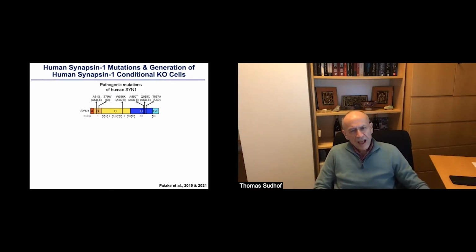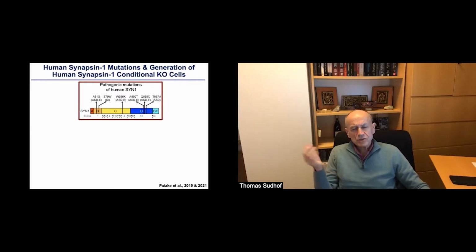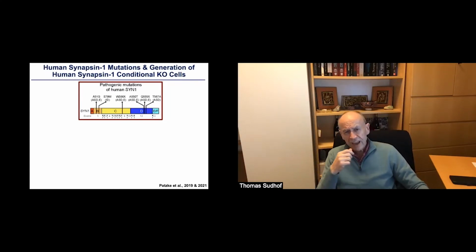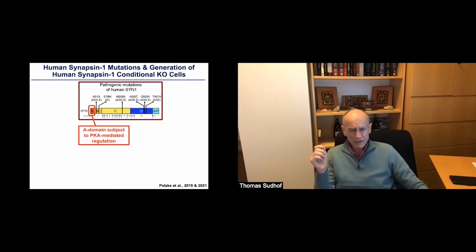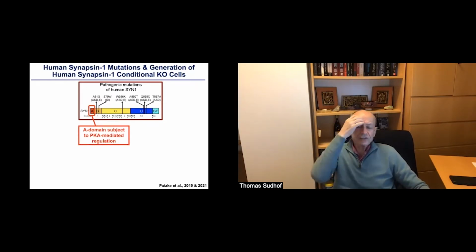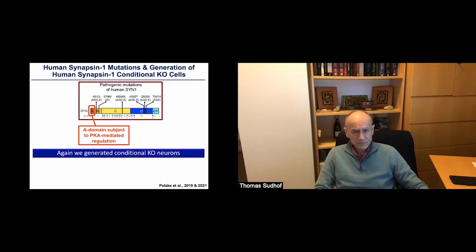In between, then others found that there are mutations in synapsin 1, an X-linked gene that predispose to autism and that are shown here. Now, synapsin is a multi-domain protein with a central region called C here that is an ATP binding region, and an N-terminal A domain that is subject to PKA-mediated regulation, phosphorylation, and that binds to membranes.